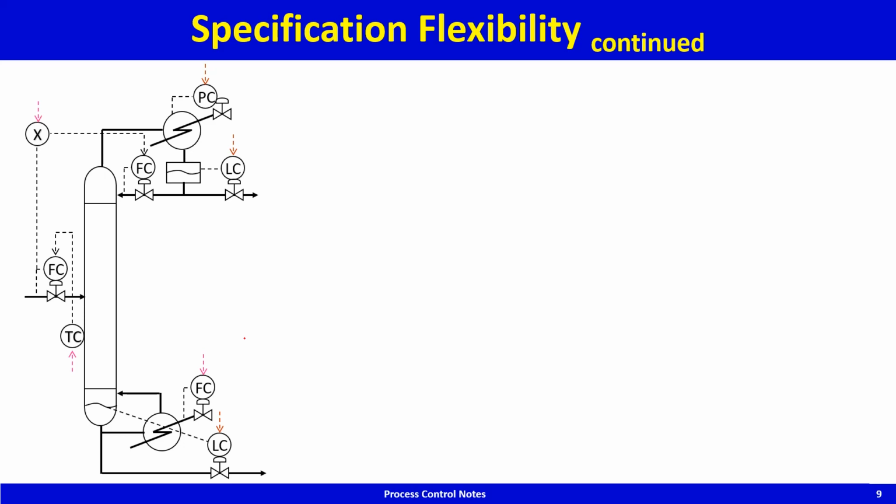So here instead of specifying the fresh feed and setting the processing rate of the column, the processing rate of the column is being set by specifying the reboiler duty. How does this work? Well, if you increase the reboiler duty, you'll get more boil up here. If the boil up increases, the temperature will increase. If temperature increases, the temperature controller will bring in more cold feed to reduce the temperature. So this is how this works.